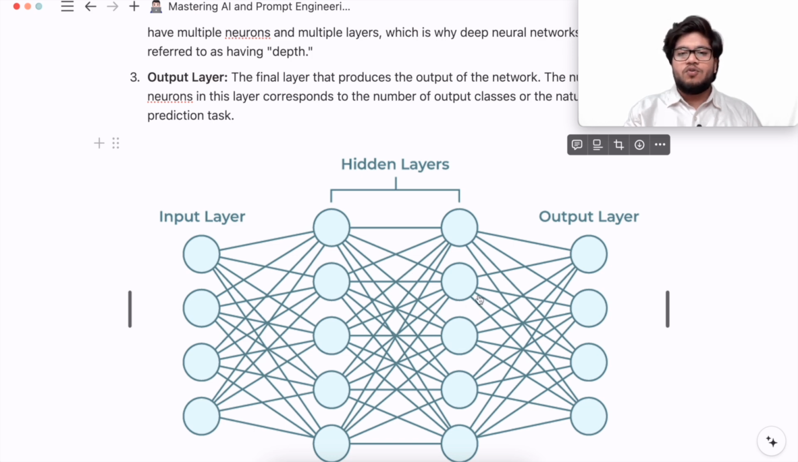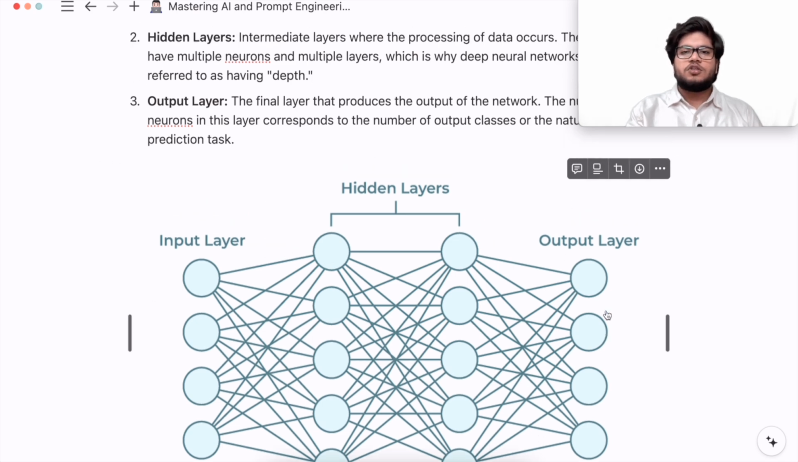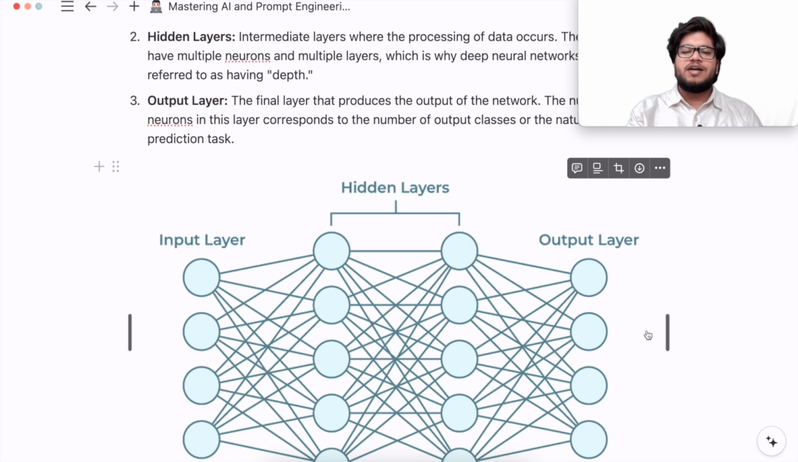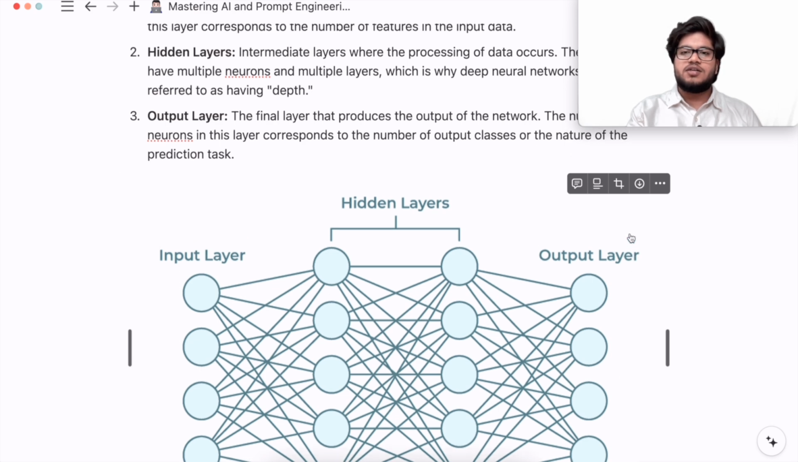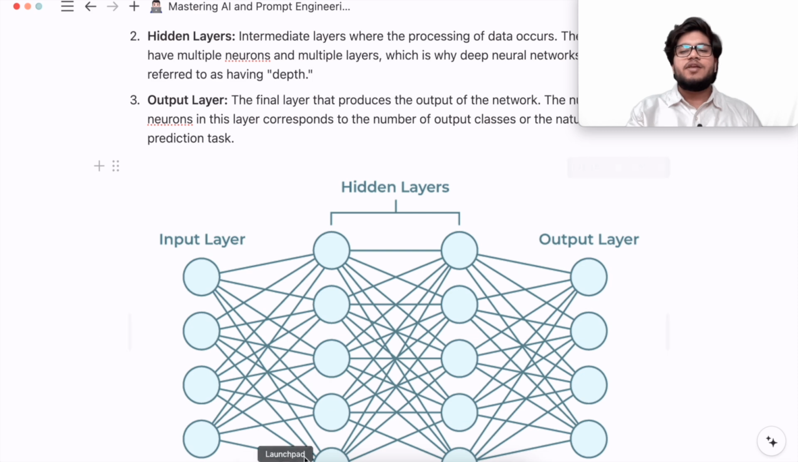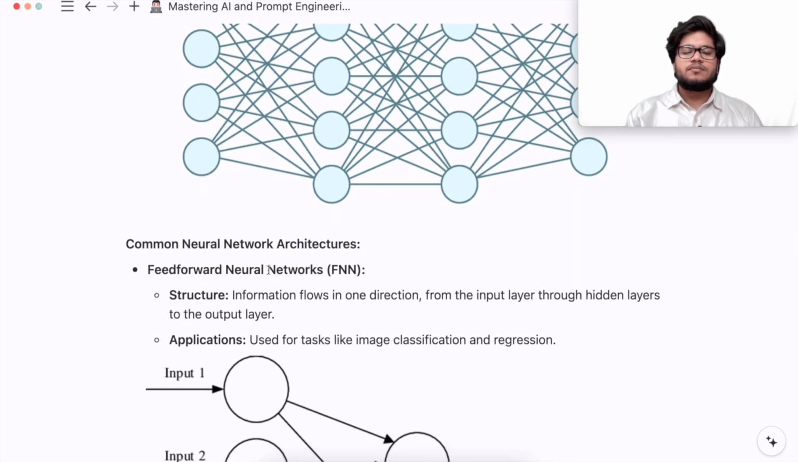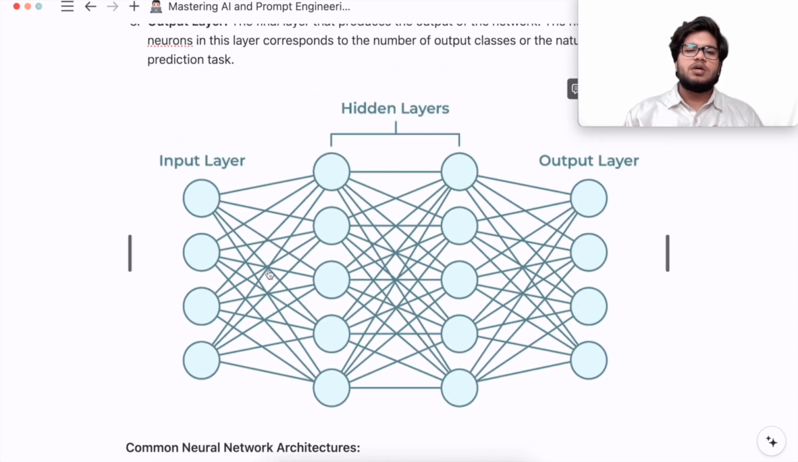So we don't have to do anything with the hidden layers. It only matters to us when we are building AI. If we are using AI, we just need to focus on the input layer and the output layer. We input some data and we get some output. So the output layer is the final layer where we get our answer, where we get our result, and the input layer is where we input our data.